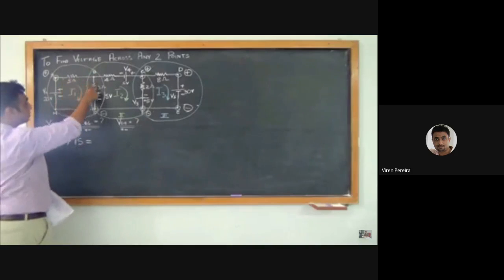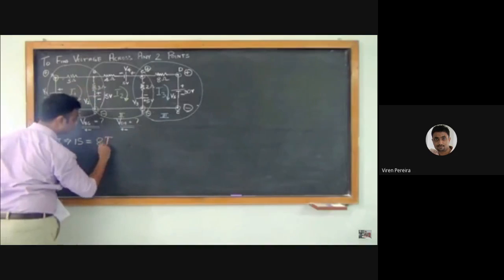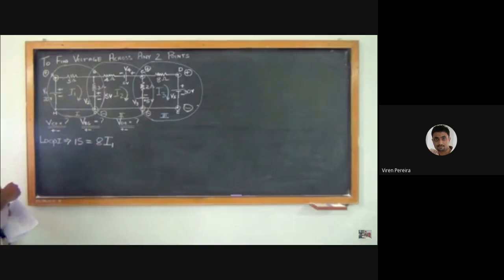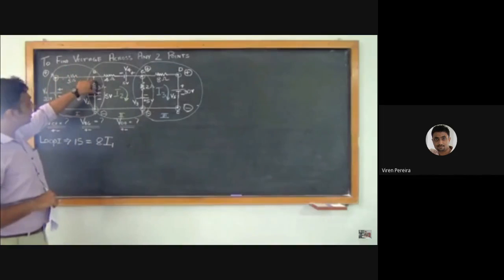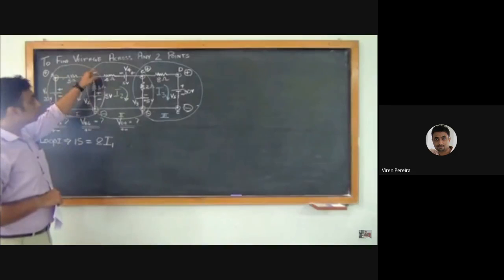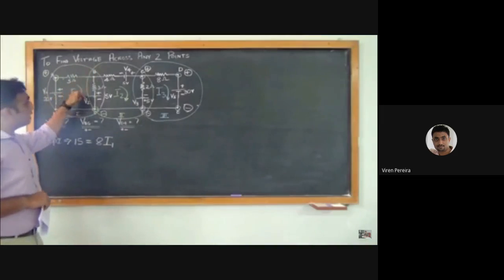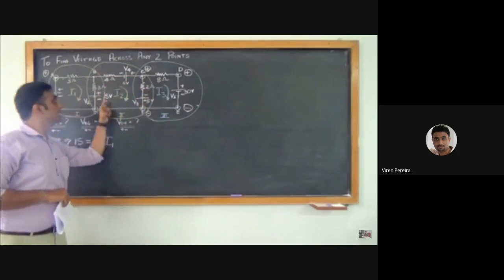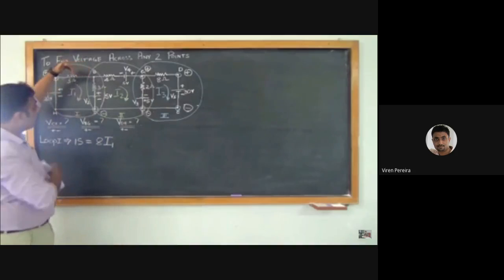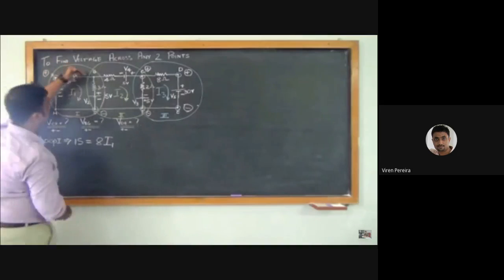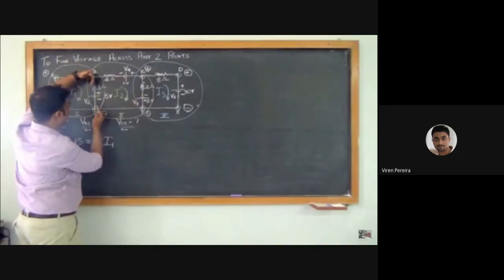So we add both the resistors. 5 plus 3 will give us 8 I1. But as we see, part of I1 is flowing in the 3 ohms, and this is a junction. So this 3 ohm resistor is not only interacting with the I1 current, it is even interacting with the I2 current. I1 is flowing from top to bottom and I2 is flowing from bottom to top.